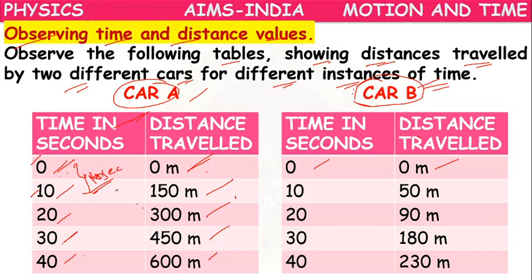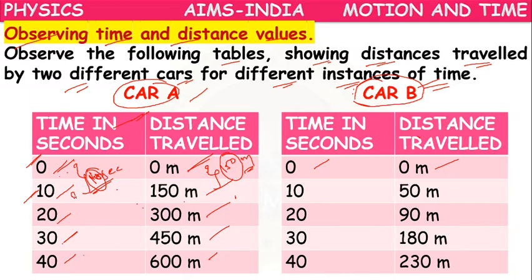In the 10 seconds time interval, how much distance have they traveled? Car A travels 0 to 150. What is the difference? 150 meter is the difference. So if we consider the starting time and ending time of the first two instances, what can we conclude? In 10 seconds time, car A has traveled 150 meter. Like that we can tell.